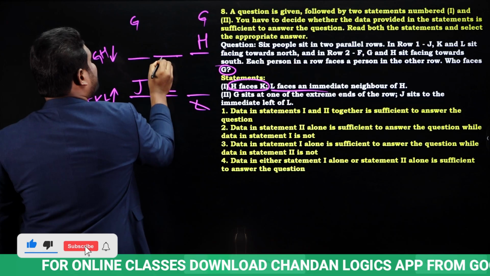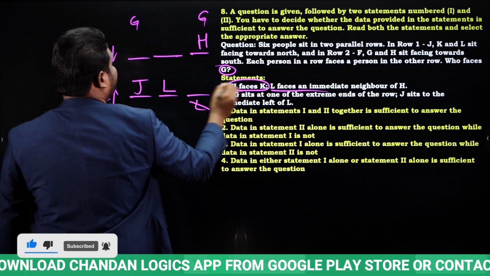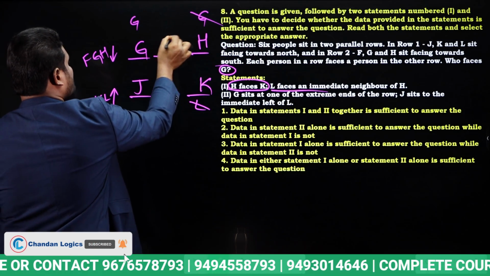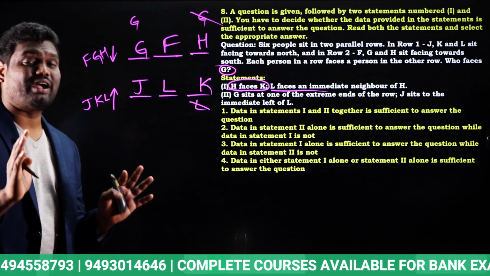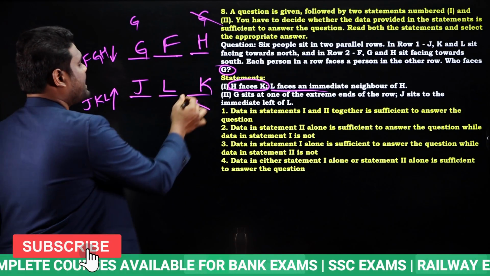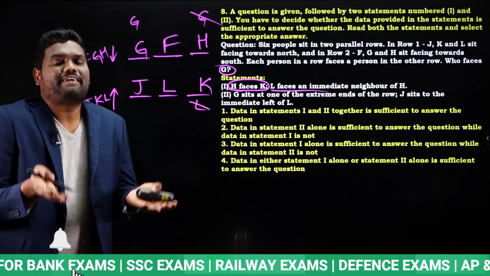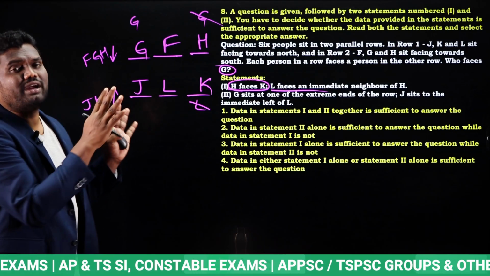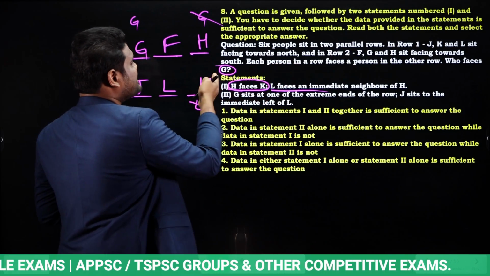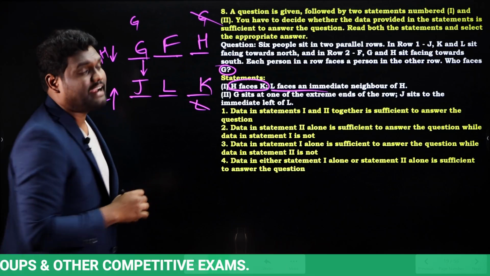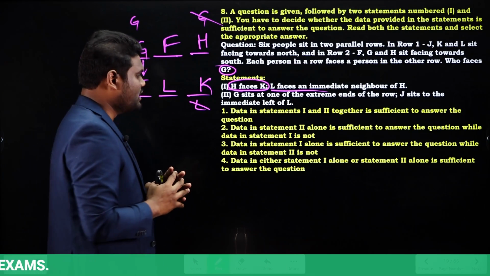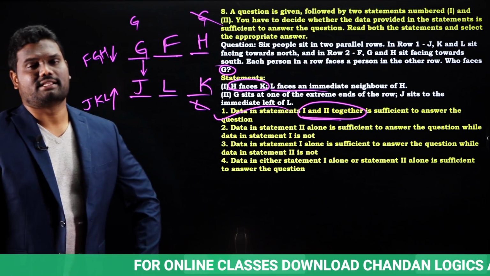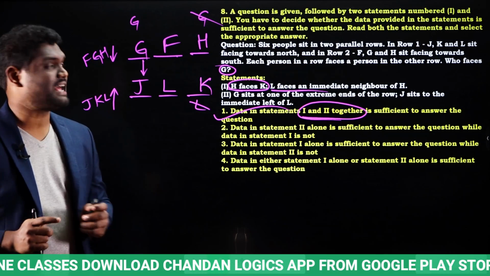Now look here. L faces immediate neighbor of H. Condition satisfied. H faces K, so this is K. Now here if you observe, G can't sit here, so definitely G has to sit here. Left out person is who? F. Which means I am going to get the answer only if I combine both 1 and 2. Individually, only 1 is not sufficient, only 2 is not sufficient, but when I combine both of them, I am going to get the answer. Yes or no? So to say who faces G, definitely both 1 and 2 are required. So 1 and 2 together is sufficient to mark the answer. Is that clear? So the first option is going to be the answer.